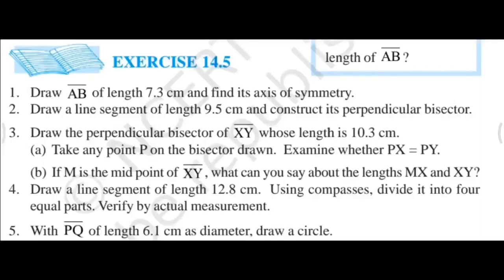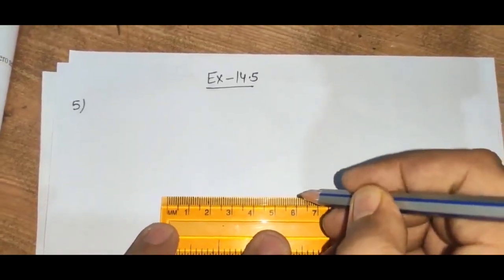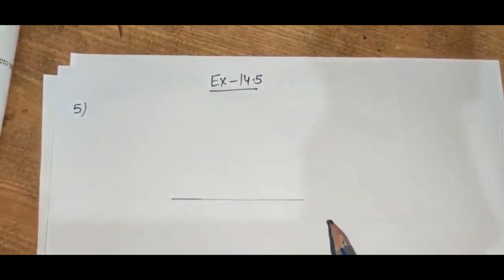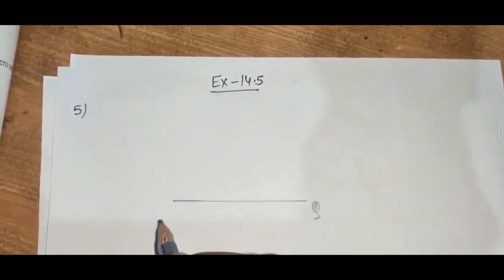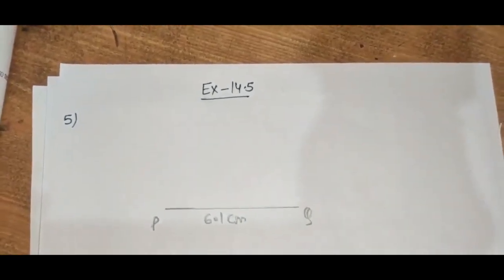Now question number 5: with PQ of length 6.1 centimeter as diameter, draw a circle. So first of all, here we will draw a line segment PQ, which is 6.1 centimeter, and it is a diameter, so we will bisect it to get the radius, and after that we will draw a circle. Here we will draw PQ equal to 6.1 centimeter, and this is the diameter of the circle.